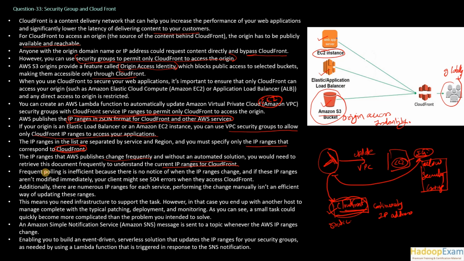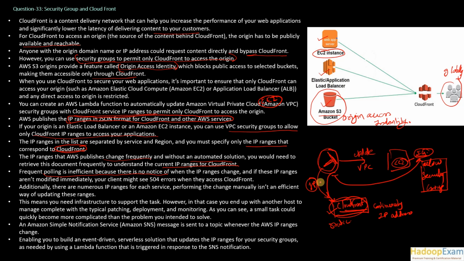Frequent polling is inefficient, especially when the IP range changes. Basically, what they are saying is that Lambda would continuously poll and check whether the IP address is updated or not, correct? So this is not a mechanism you should use. They are saying frequent polling is not recommended.